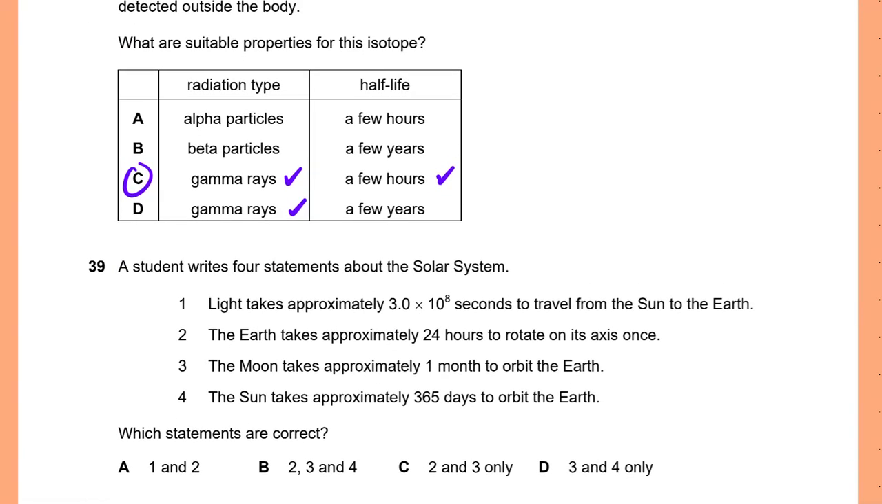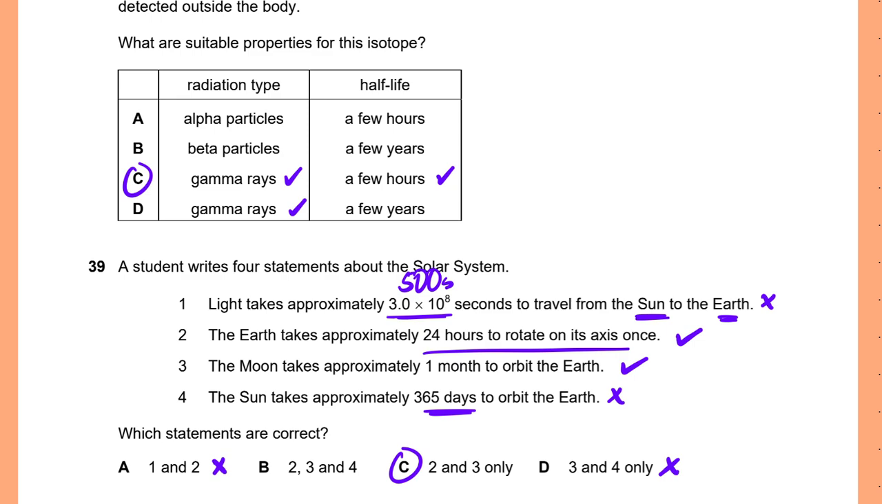39. A student writes 4 statements about the solar system. Light takes approximately 3 times 10 to the 8 seconds to travel from the sun to the earth. Not true. It just takes 500 seconds. So 1 is wrong. So it definitely cannot be this. Earth approximately takes 24 hours to rotate on its axis once. So 2 is correct. So it cannot be this either. The moon takes approximately 1 month to orbit the earth. 3 is correct. So it comes down to 4. The sun takes 365 days to orbit the earth. The order is messed up. The earth takes 365 days to orbit the sun. So it's 2 and 3, which is option C.